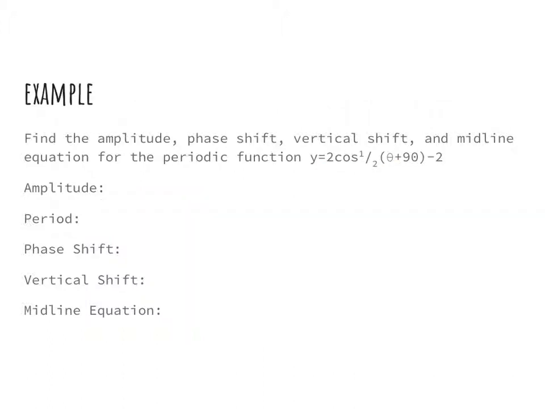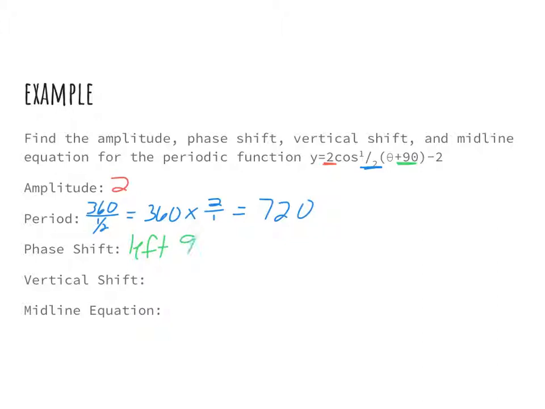Our next example, we've got y is equal to 2 cosine of 1/2 of (theta plus 90) minus 2. Again, amplitude, the number in front, that's 2. For our period, we take b, which is 1/2, and we divide 360 by 1/2, which, instead of dividing by 1/2, we can multiply by 2/1, which is just multiplying by 2. So our period is 720. For our phase shift, looking inside the parentheses, it's a plus, so we're going to move left. Since we're adding 90, we're going to go left 90 degrees.